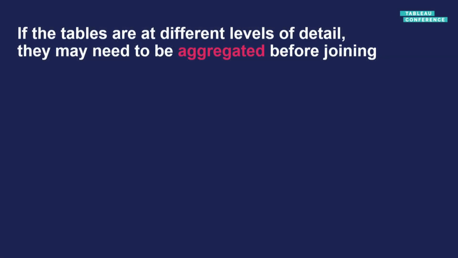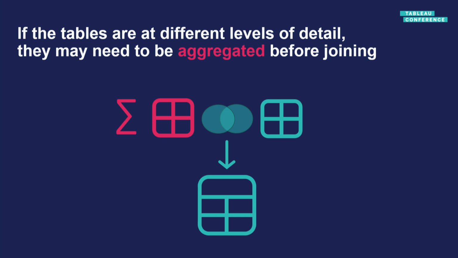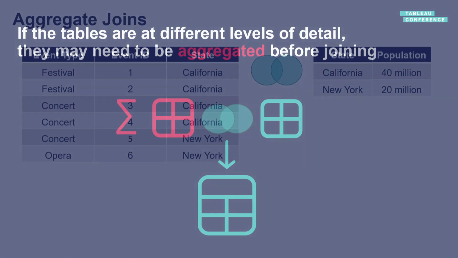And so in that scenario, the tables that you're joining may need to be aggregated to a common level before actually combining them. So in this case, we would take that more granular table, aggregate it to a common level of detail, and then join the result of the aggregate table. So let me show you again, what does that concept look like on the events example.